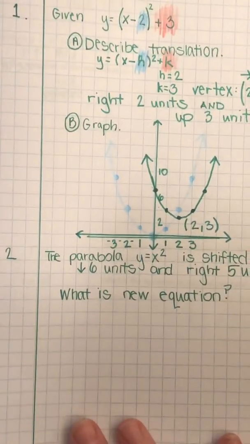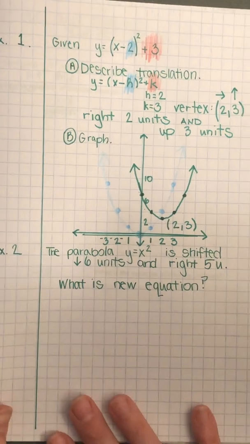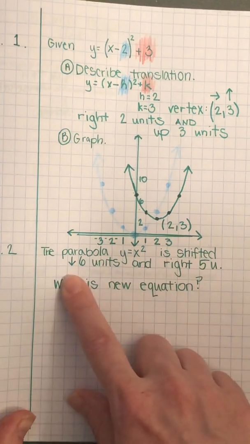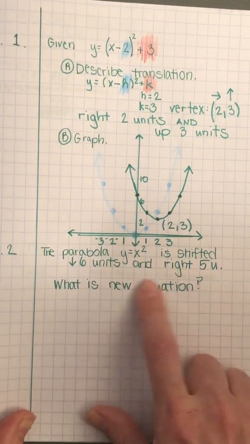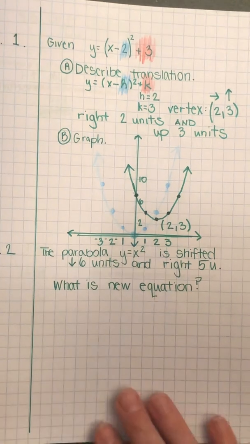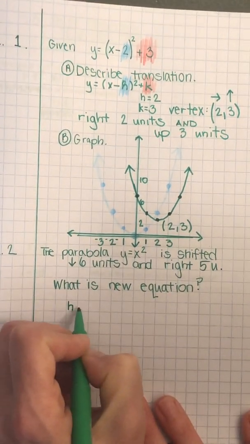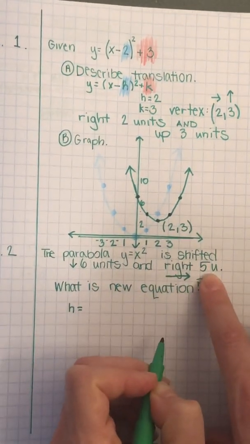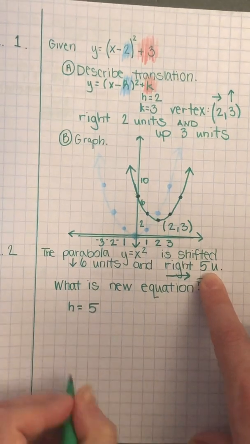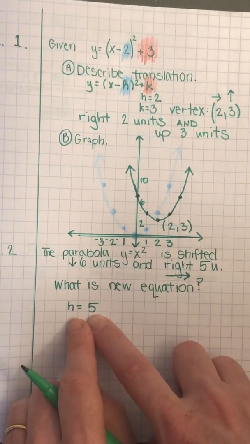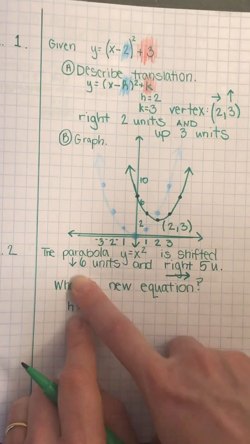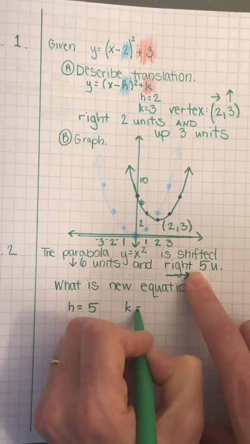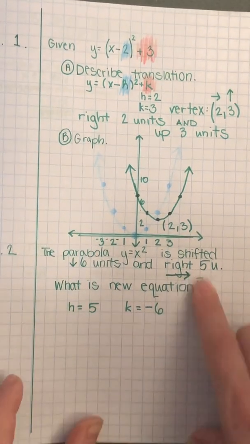All right, let's go over this example. The parabola y equals x squared is shifted down 6 units and right 5 units. What is the new equation? So I like to say what h is. If h is right, it is positive, it goes in this direction, which is positive on the graph, so it's a positive 5. Again, it shows up as the opposite in the equation, so it's going to say minus 5. And k is shifted down 6. So down is a negative direction on our graph, so it's a negative 6.